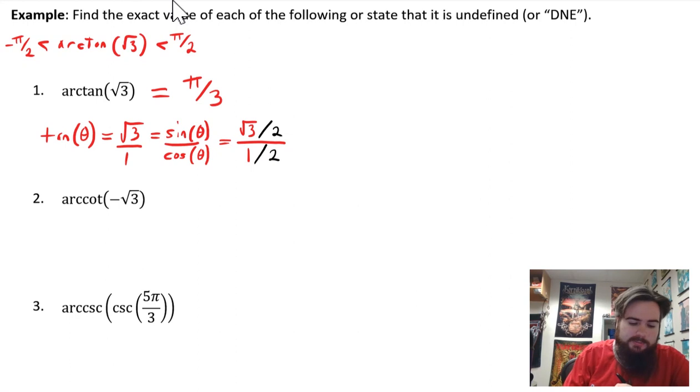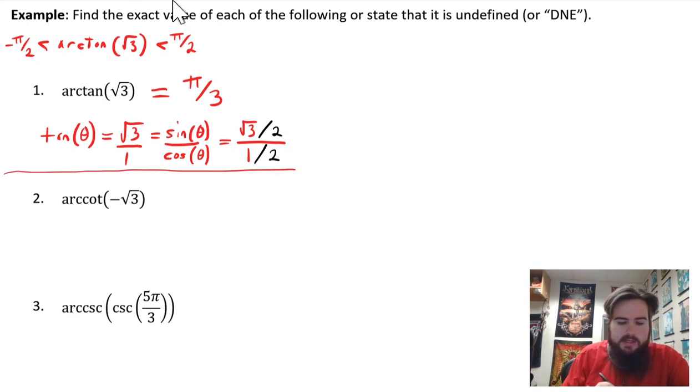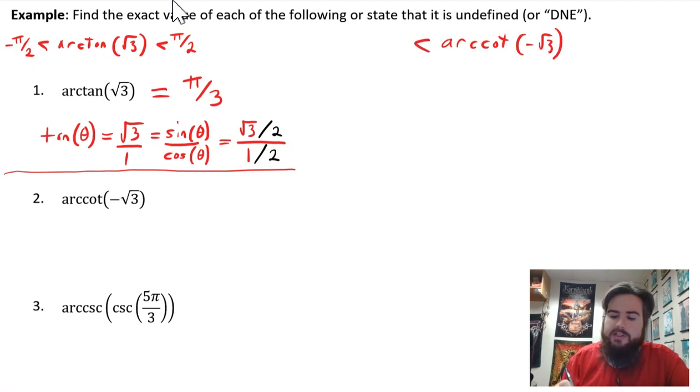Let's apply that to the next problem. Arccotangent. It's pretty similar to arctangent. However, it does have a different range. Arccotangent, I'll write up in the top corner here. Arccotangent of negative square root of 3 has to result in an angle measure, not between negative pi halves and pi halves, but instead between 0 and pi. So that means in the unit circle, somewhere in quadrant 1 or quadrant 2.